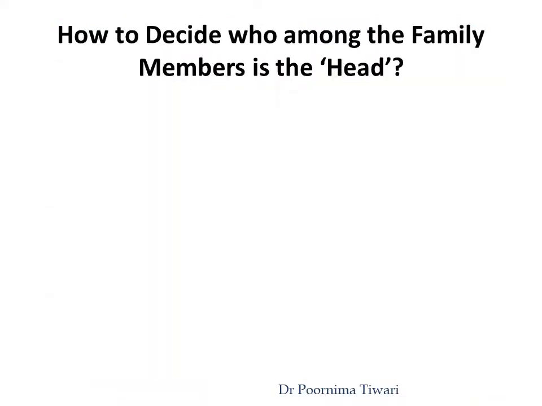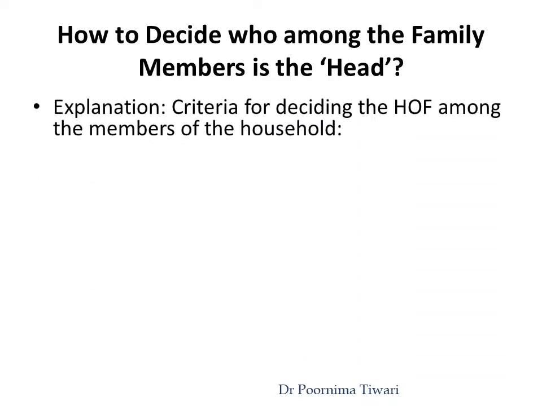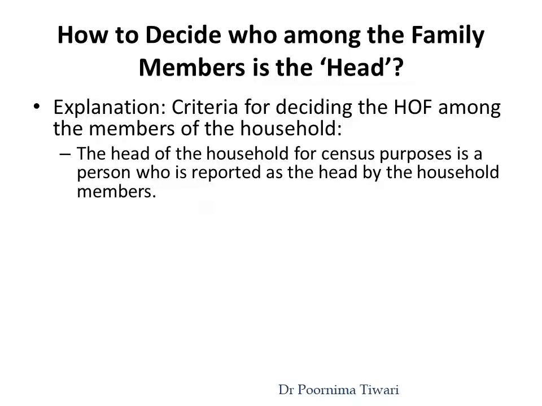The first column is recording the head of the family. How do you decide who is the head of the family? According to the census definition, you ask the household who is the head of the family and the person that they name is to be recorded as the head of the family.